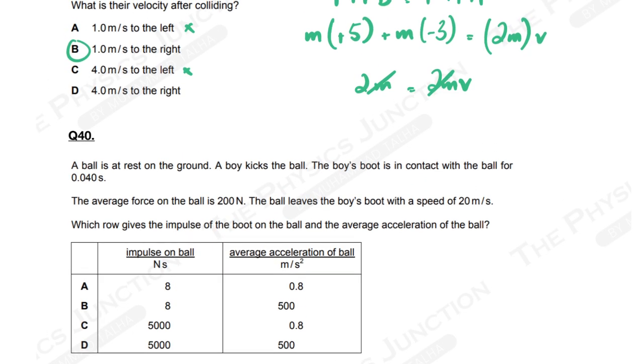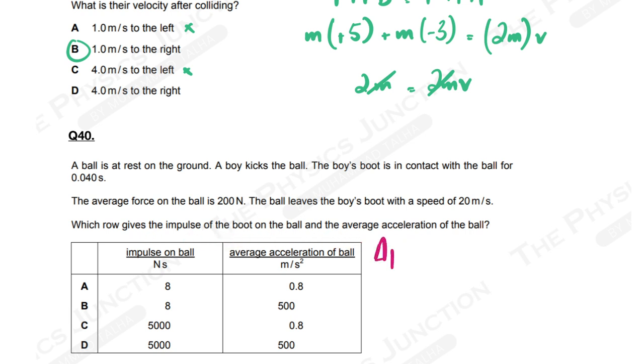All right. Question number 40. A ball is at rest on the ground. A boy kicks the ball. The boy's boot is in contact with the ball for 0.04 seconds. Average force is given. The ball leaves the boy's foot with a speed of 20 meters per second. Which row gives the impulse of the boot on the ball and the average acceleration?